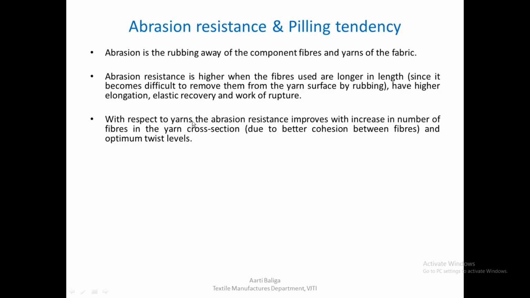With respect to yarns, the abrasion resistance improves with the increase in number of fibers in the cross section. So this is another factor. If we try to increase the number of fibers in the yarn cross section, then we see that there is a better cohesion between the fibers. Then it becomes difficult for the fibers to come out of the yarn body, and therefore the abrasion resistance would be higher. And we can also use optimum twist levels to give us a good abrasion resistance.